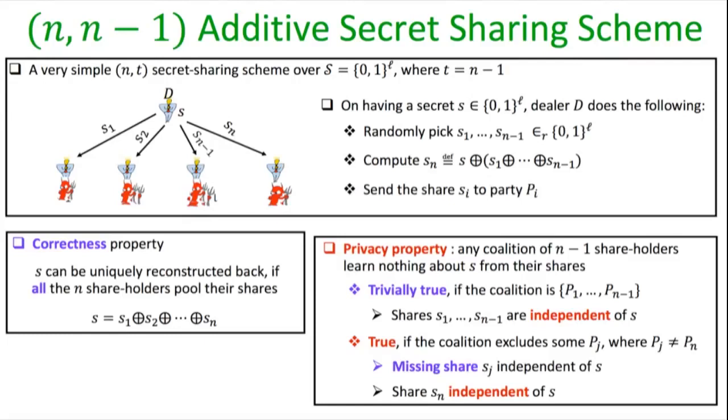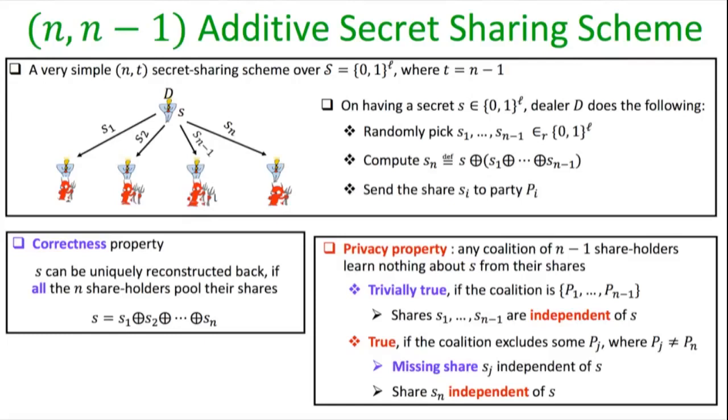The second case could be when the n-1 shareholders, which I am considering, which are the bad ones, include the nth shareholder. And in that case, it might look like, since the nth shareholder is also under the control of the bad guy or is colluding and trying to recover back the secret, something might be learned about the secret S because the last share is dependent on S. That's the way the last share was computed by the dealer.